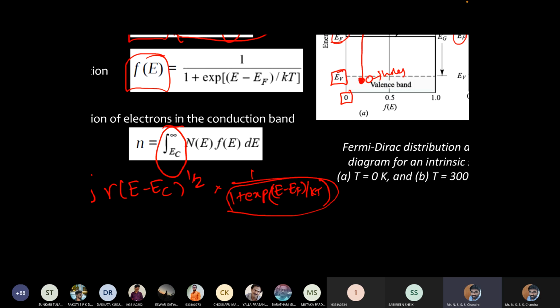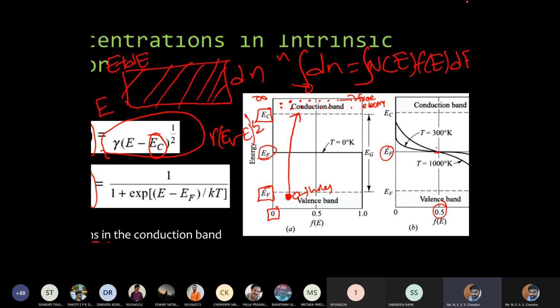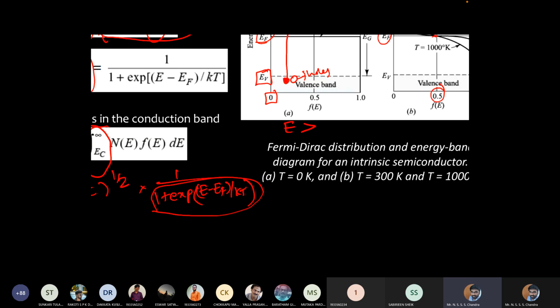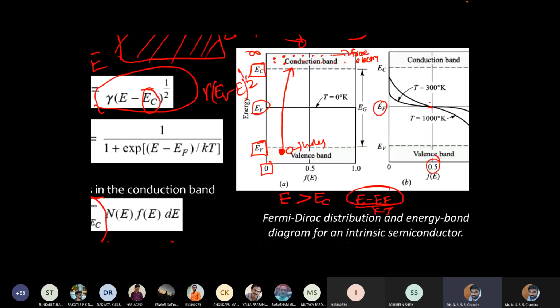For electrons, electrons will always be in the conduction band. So electrons will be somewhere over here. I can confidently say that the energy of the electron E will be greater than Ec. In such a case, if I consider this term (E minus Ef) by kT, the numerator is a large number because Ef is small compared to Ec. Your E is somewhere over here. This is your E.